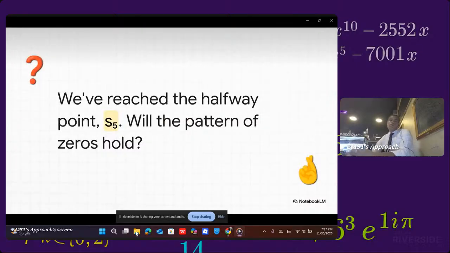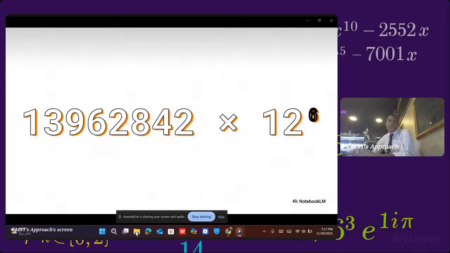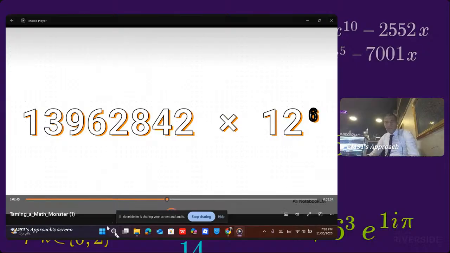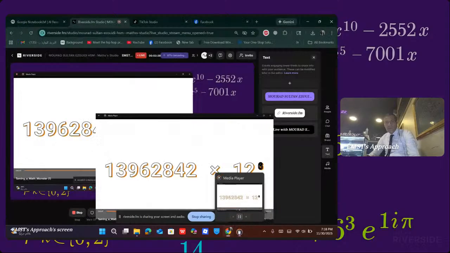Okay, we've hit the halfway point, the 6th coefficient, S5. We've had 5 zeros in a row. Is this whole thing just going to be a string of zeros? Or is this where the story takes a turn? And whoa, okay, that is definitely not a 0. Not only is it not 0, it's a massive number. After all that mathematical silence, we get this enormous value. This isn't just a number, it's a major clue.